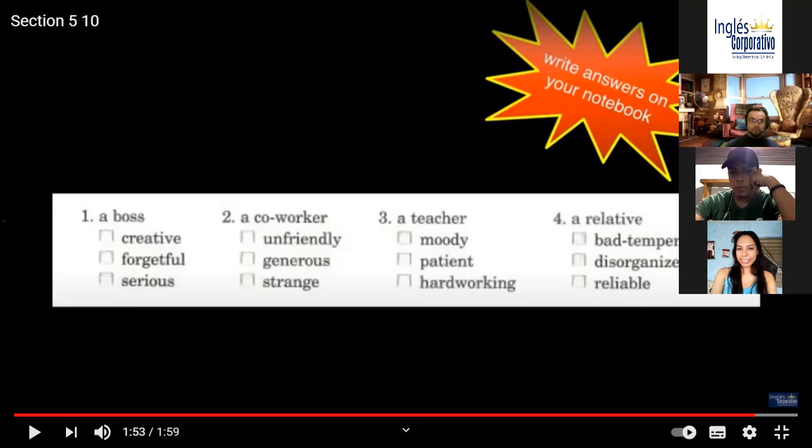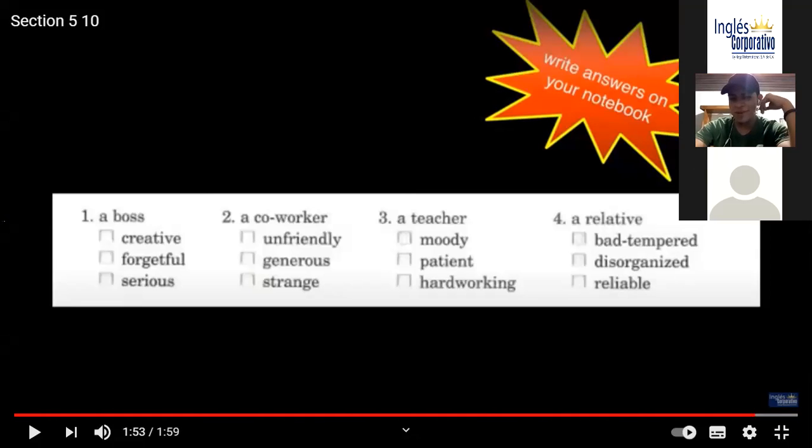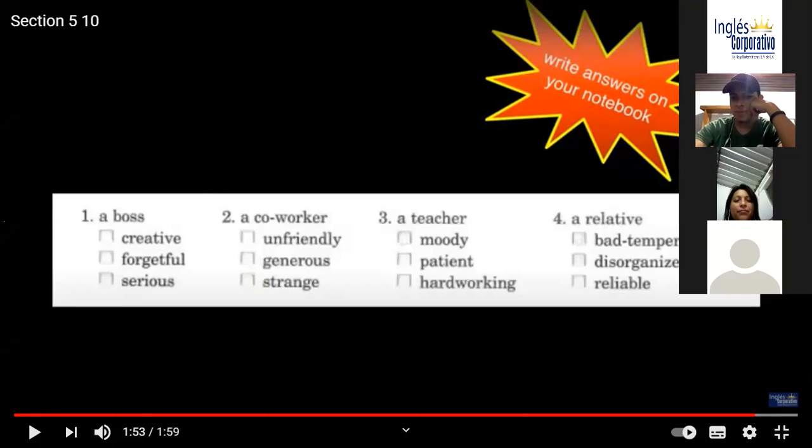Moody, like mood? Like changing mood. When you have different attitudes. Como cambio de ánimo? Yeah, something like that. Moody. Okay. Angry. Yeah, in that way it could be angry. Kind of bipolar. Yeah, okay, in the case of the relative. Bad temper. Bad temper. Okay, excellent. You did well.